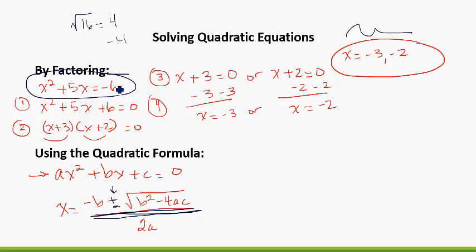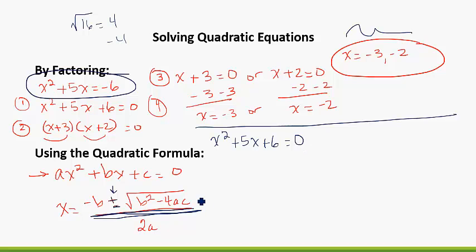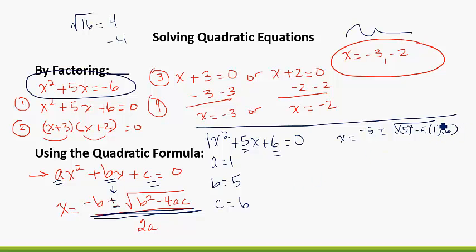So let's look at the same problem. x squared plus 5x equals negative 6, and the first step is to set it equal to 0. So I'm going to start with x squared plus 5x plus 6 equals 0. In this problem, a is 1 because the leading coefficient of your squared term is 1. b is 5 because that's the coefficient of your linear term, and your constant term c is 6. So once you know this, you're simply substituting it into the formula. The opposite of b, so this b is a 5, so the opposite of b is a negative 5, plus or minus the square root of b squared, so that's going to be 5 squared, I'll put that in parentheses, minus 4 times a, which is 1, times c, which is 6. This is all over 2 times a.